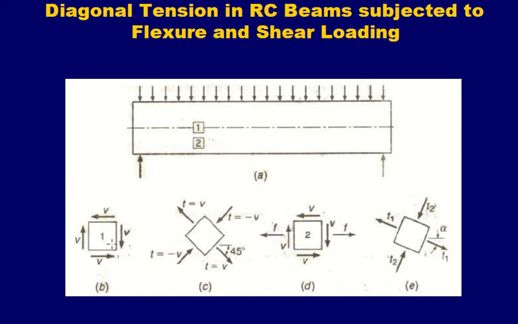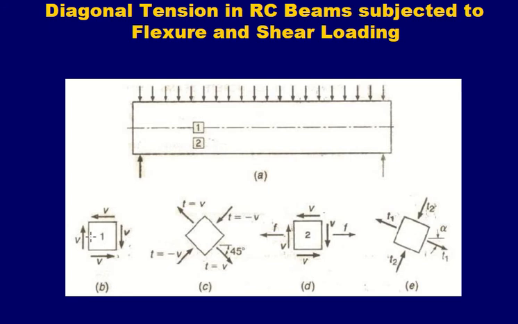Consider the first element at the neutral axis. There is no tension, no compression. See, there is no tension or compression on the element, there is only shear force. So if a downward force is acting on the right face of element 1, then to balance it, an upward force should act at the left face of the element. So summation of Fy equal to 0 is satisfied. V is acting downward, so V is acting upward, right? This is your vertical shear.